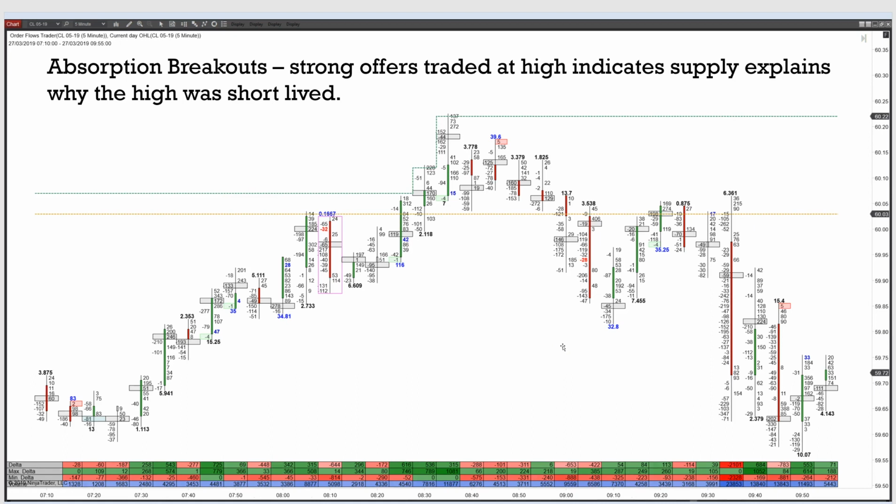All right, so this is the last chart here, I think. Strong offers traded at the high indicate supply and explain why the high was short-lived, right? So you hit your high. These are trap traders up in here, right? All these guys buying this high, thinking the market's going higher, right? This is what you talk about when people say trap traders.